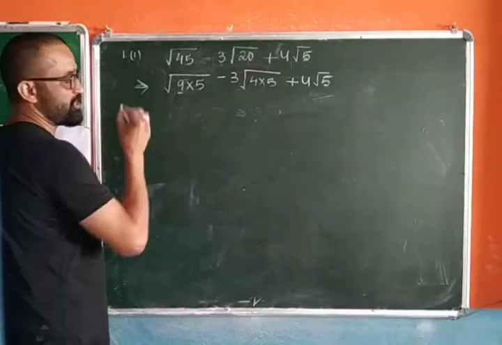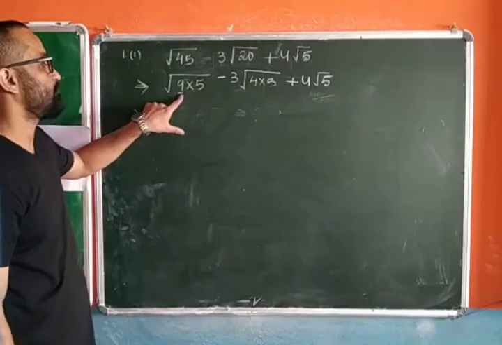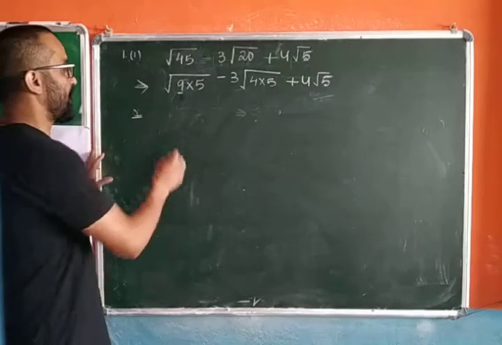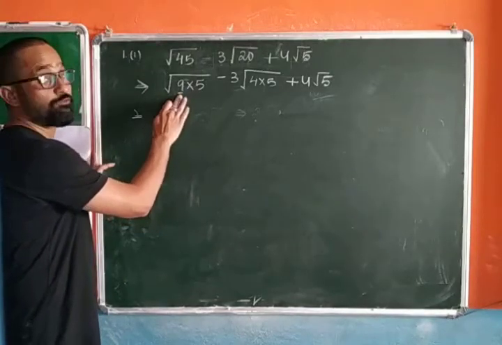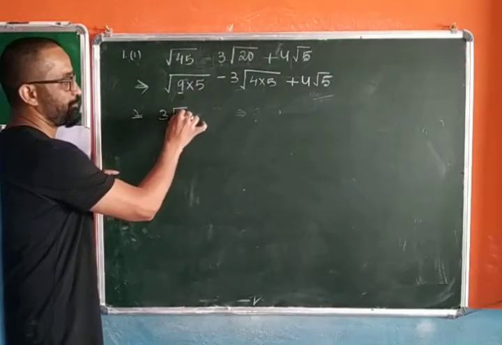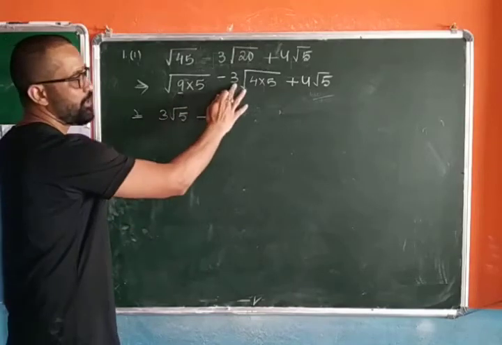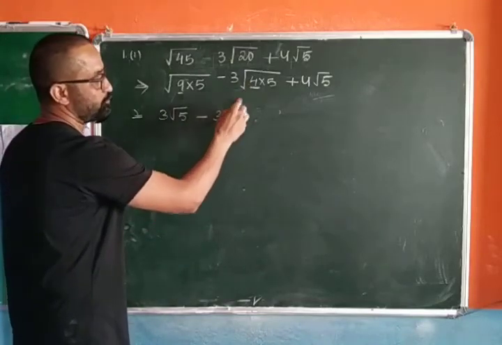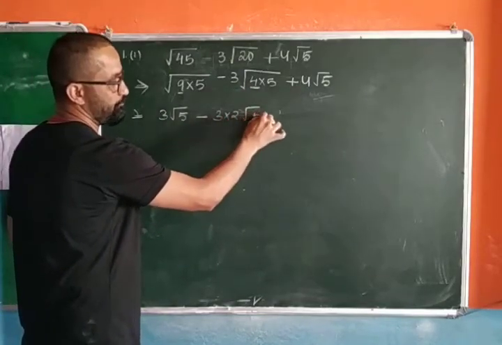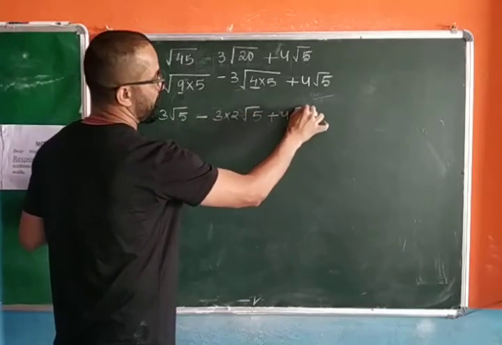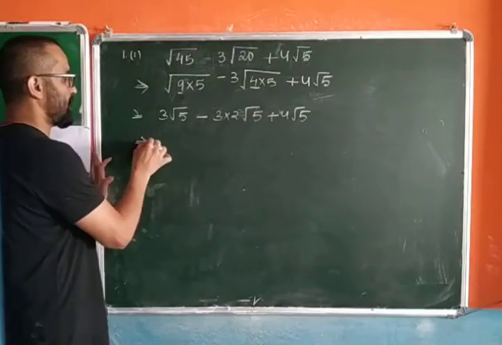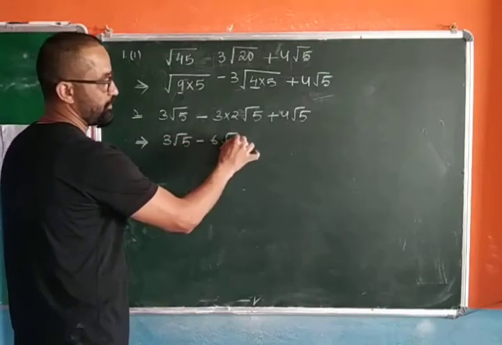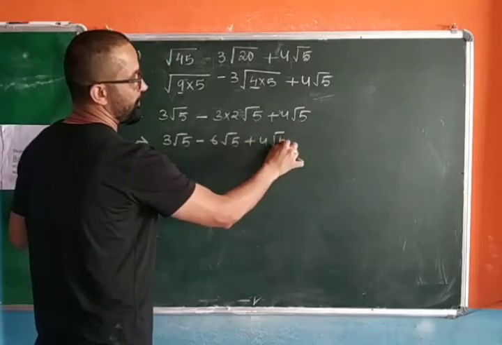You have a number which is a perfect square. 9 is a perfect square, so it cannot be kept under root. So we write this one as 3. Square root of 9 is 3, root 5, minus. Similarly, you have a perfect square number 4, and square root of 4 is 2, root 5, plus 4 root 5. Simplify this now. You get 3 root 5 minus 6 root 5 plus 4 root 5.